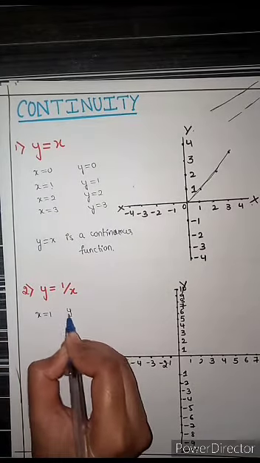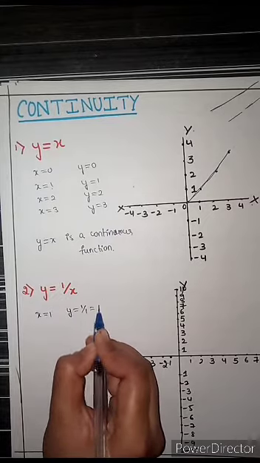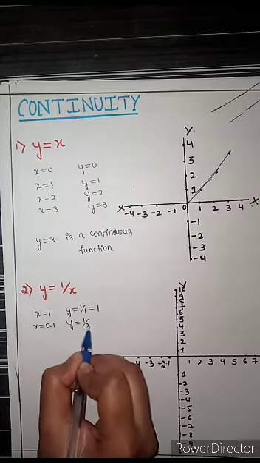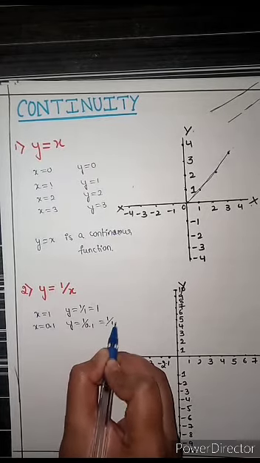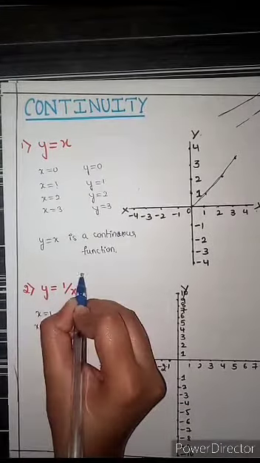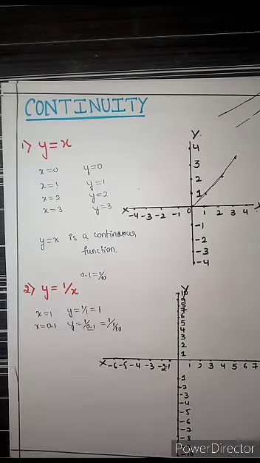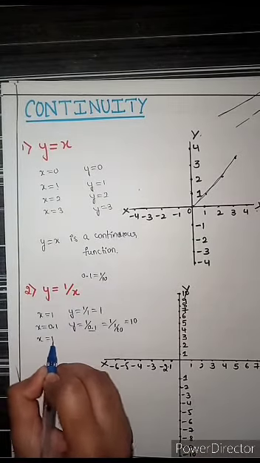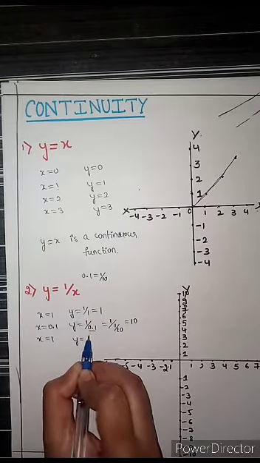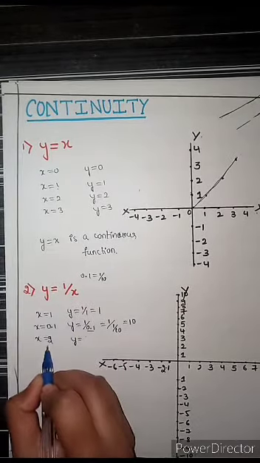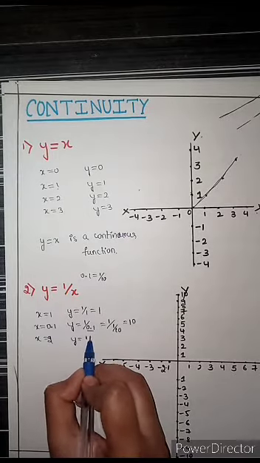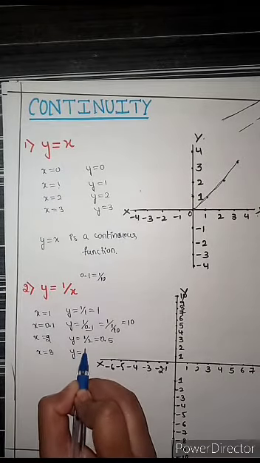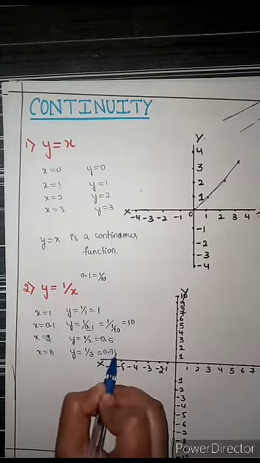For x = 1, y = 1/1, that is 1. For x = 0.1, y = 1/0.1, that is 1 over 1/10, because 0.1 is 1/10, right? Okay, now y = 10. Now let's take x = 1 and y = ... sorry, we have already taken that. Let's take x = 2. Then 1/2 is 0.5. x = 3, y = 1/3, that is 0.75.